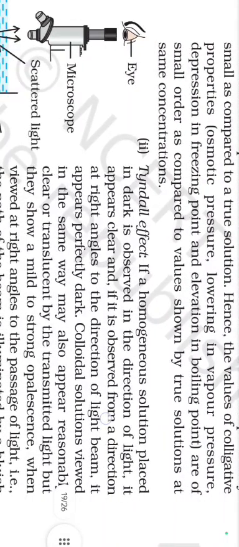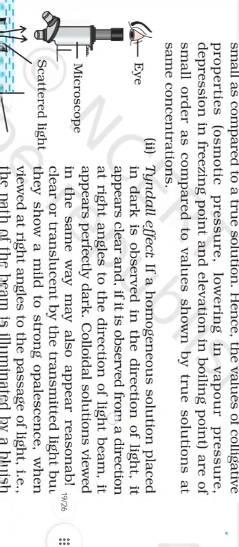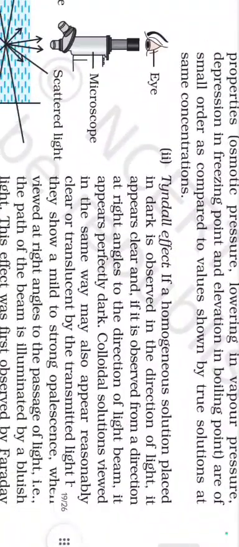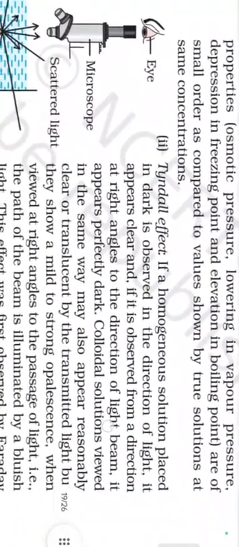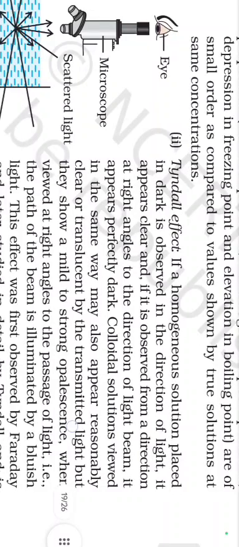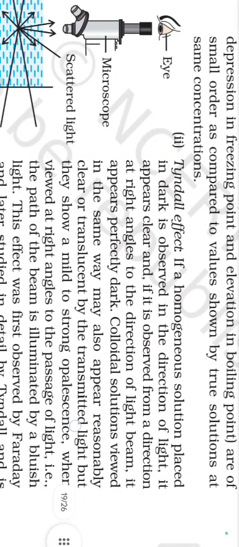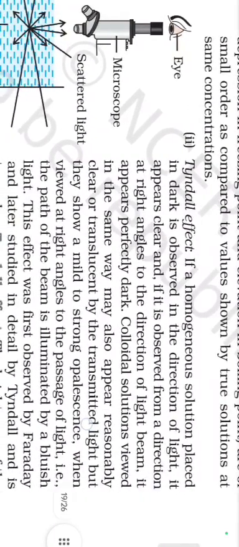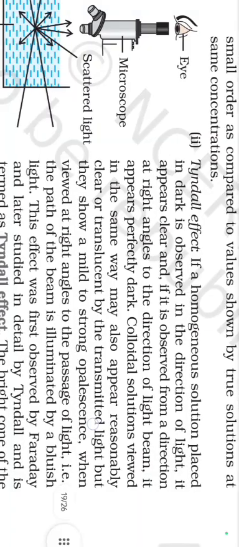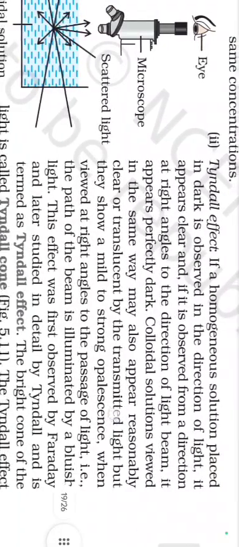Hence, the values of colligative properties, osmotic pressure, lowering in vapor pressure, depression in freezing point, and elevation in boiling point are of small order as compared to values shown by true solutions at same concentrations.